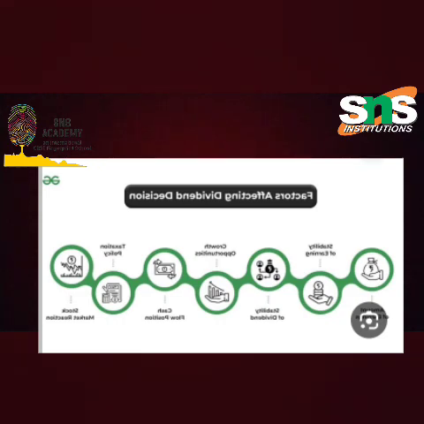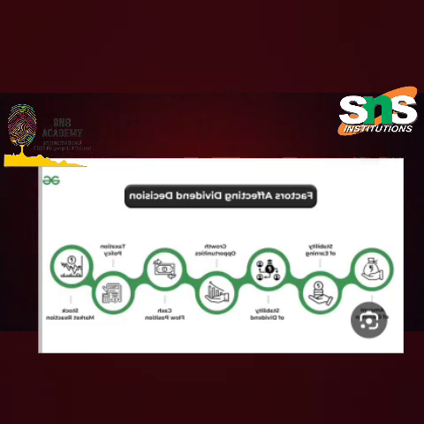Second factor, stability of earnings. The company is likely to declare a high dividend, if other factors are kept constant, when its earnings are stable over the years. The company is likely to declare a lower dividend, if other factors are kept constant, when its earnings are not stable over the years.